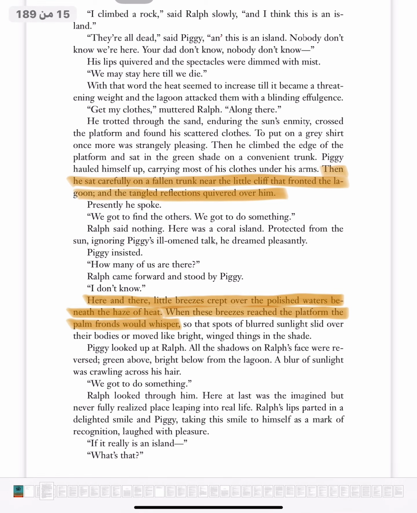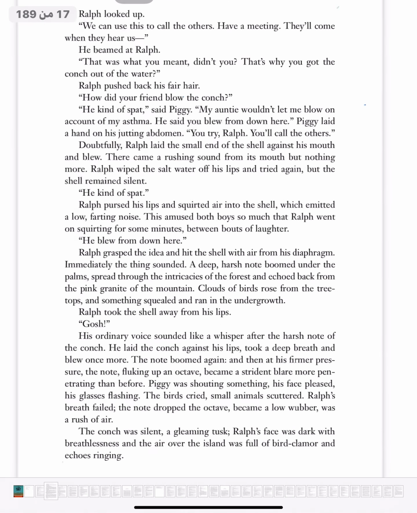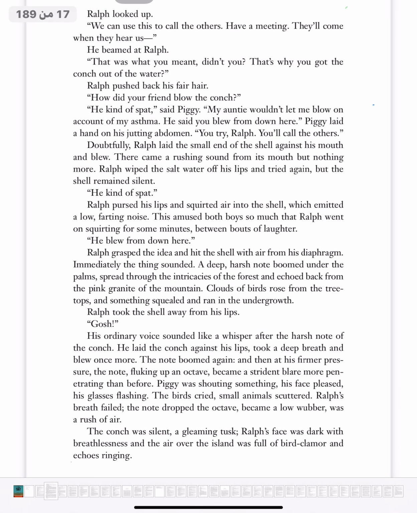There are of course moments in chapter 1 that refer to how disturbance was caused to the quietness, the peace, the silence of the jungle, which is part of the damage brought by the boys to the place. So this time is when Ralph blows through the conch. Let's read the description presented by the narrator.